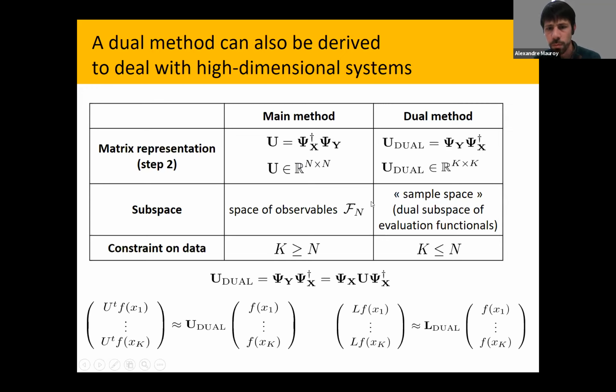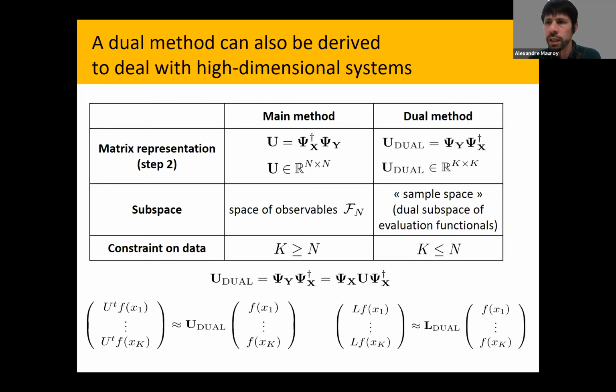while in the previous case, in the main method, we have a matrix n by n, so the number of basis functions. And if we look at this new matrix that I call U-dual, actually it could be seen as a kind of change of variable. So we can still make the initial matrix U appear, but it is in between two other matrices, which act like a change of variable. And this change of coordinates corresponds to going from a space of observables to a sample space, where in some sense we'll represent any function through its value at the sampling points.